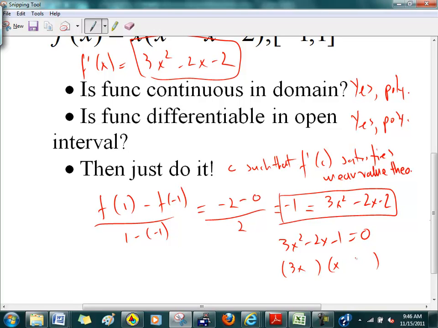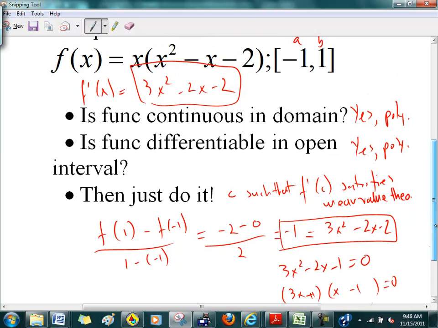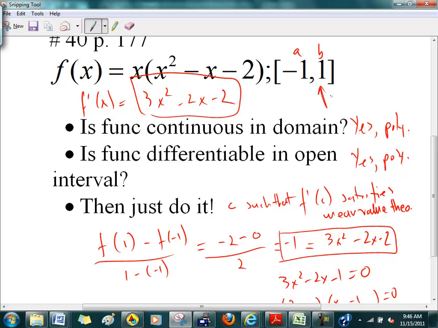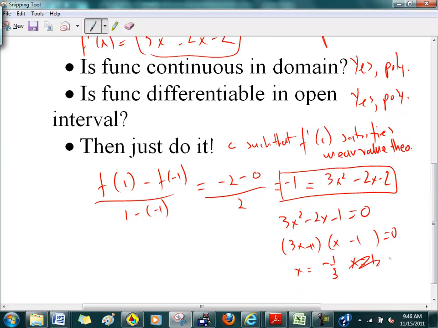Now I'm waiting for your answer here. 3x plus 1 or minus 1? Plus 1, and on the other side? So x equals negative 1 over 3, or x equals... x cannot be equal to 1 because that's at the end point. It cannot be at the end point. So we know that we're not going to look at that.